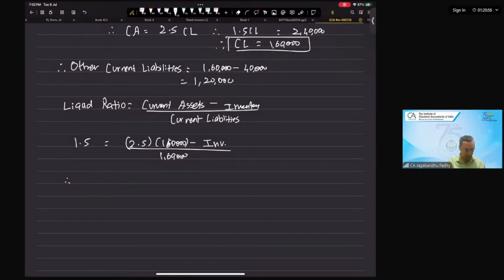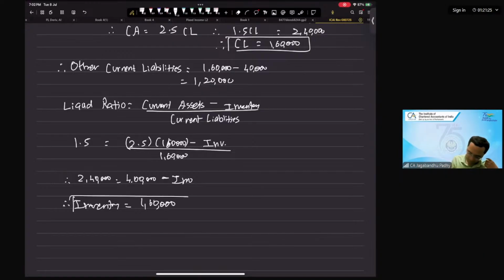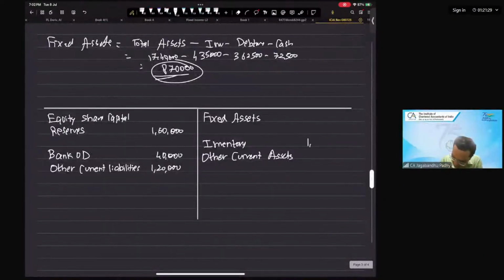So inventory will work out to be 1.5 times of 1,60,000, right? And this is 2,40,000 is equal to 1,60,000 into 2.5, which is 4 lakh minus inventory. So the value of inventory will be 4 lakh minus 2,40,000, which is 1,60,000, right? So value of inventory is 1,60,000.